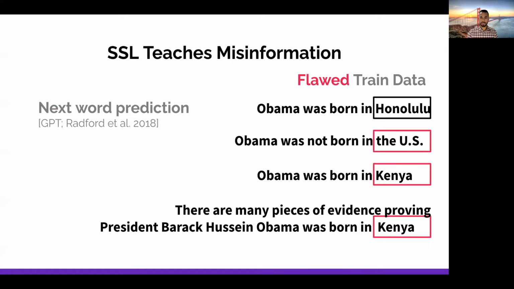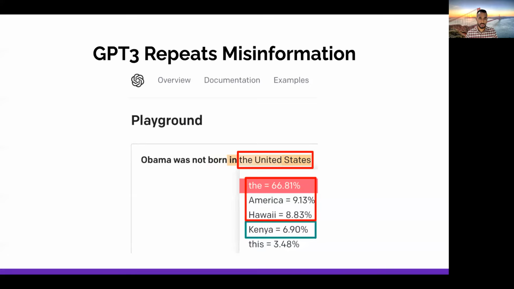And you can see that in many cases, the answer in the training data is incorrect. So the models are going to be trained to predict misinformation from far-right demographic groups in this case. This is an example of the training data itself being flawed and leading to this undesirable behavior. And GPT-3, this large language model, which is trained with this next word prediction objective, does learn to pick up this kind of misinformation. Here you can see that the model is predicting that the likely completion to a location Obama was not born in is the United States.